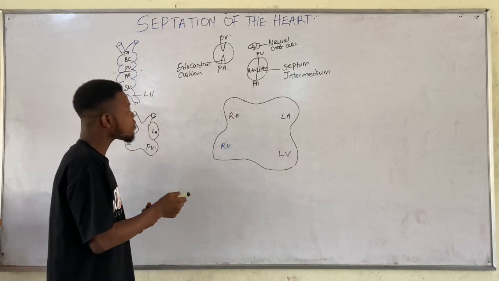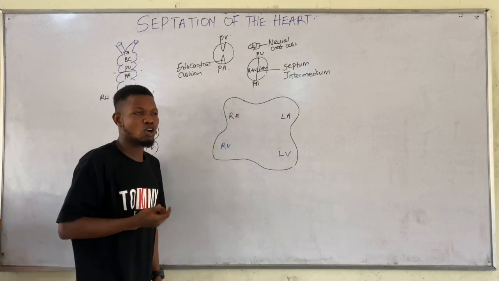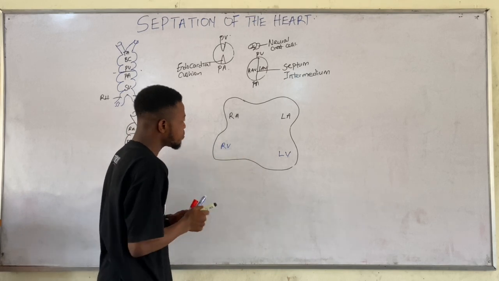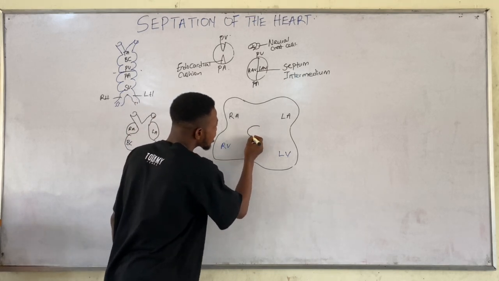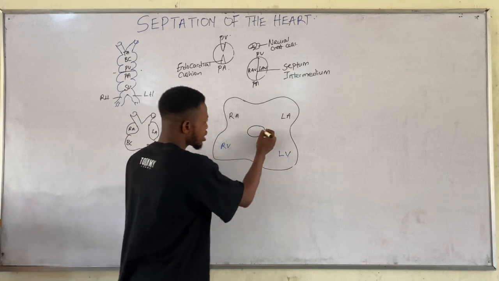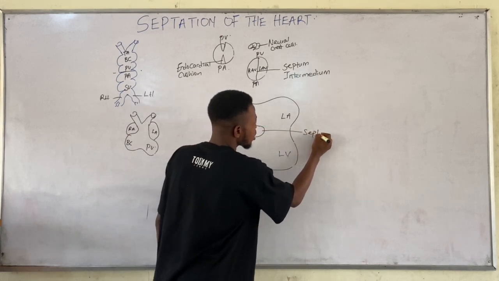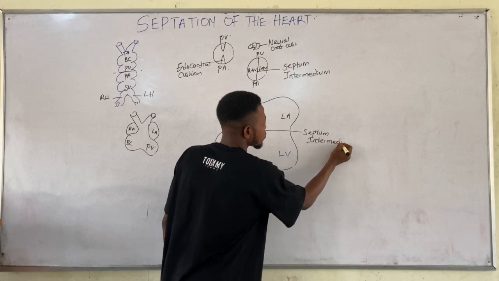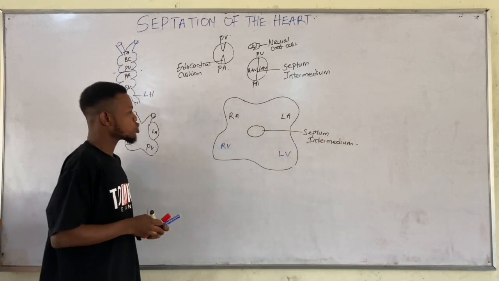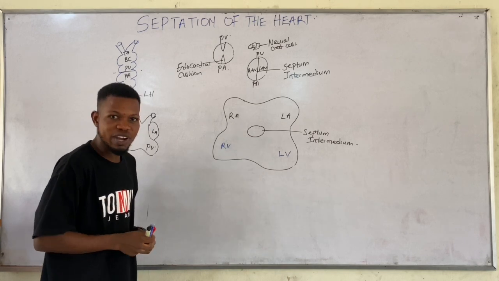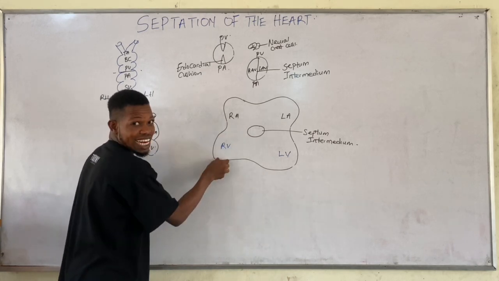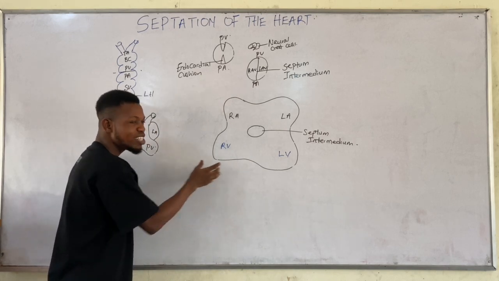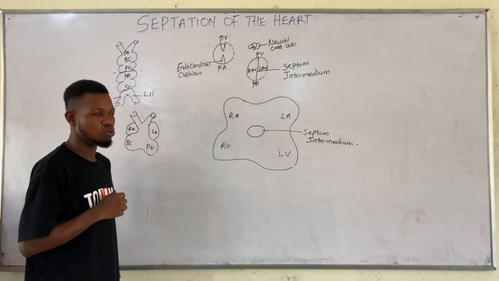Now we already have the formation of the septum intermedium. Do you get what I'm saying? So this is our septum intermedium. So the septum intermedium is separating the right AV canal away from the left AV canal. That's what I want you to know. So you can see with the aid of this cross-sectional view.